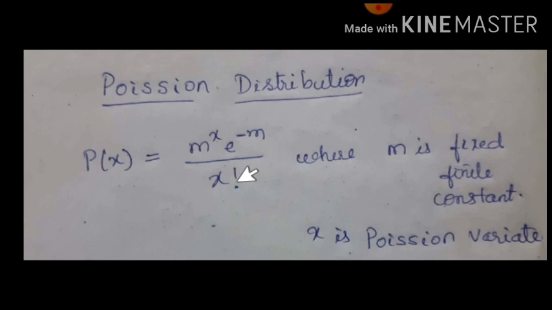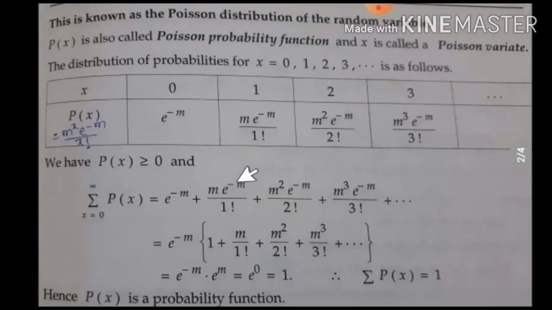What is the probability function definition? Any probability function should satisfy the conditions: p of x should be greater than or equal to 0, and summation of p of x should be equal to 1. So let us form a distribution of the probabilities for different random variables 0, 1, 2, 3, etc. P of x here is the Poisson distribution. What is the formula? m to the power of x e to the power of minus m by x factorial. Keep on substituting x values.